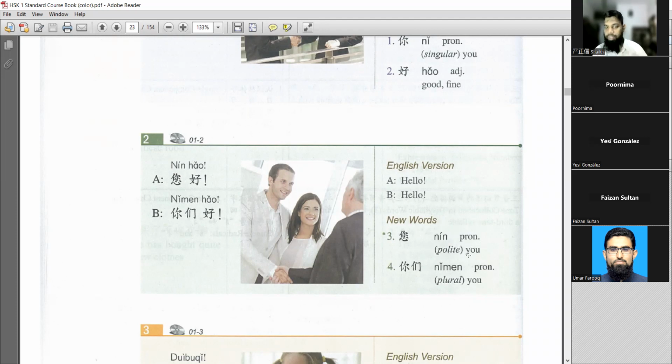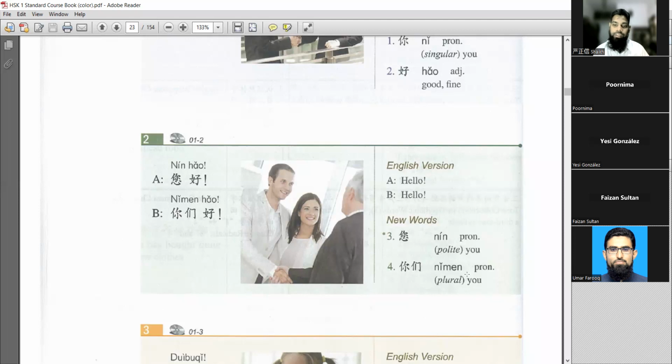some respect. Okay. So this nin combines with hao, and it becomes nin hao. Nin hao, which we have already studied. So nin hao means hello, but this hello is for the respectable person, for the older person, for a teacher, or for your parents, or your grandmother or grandfather. Okay. And the next word which we have already studied, that is nimen.